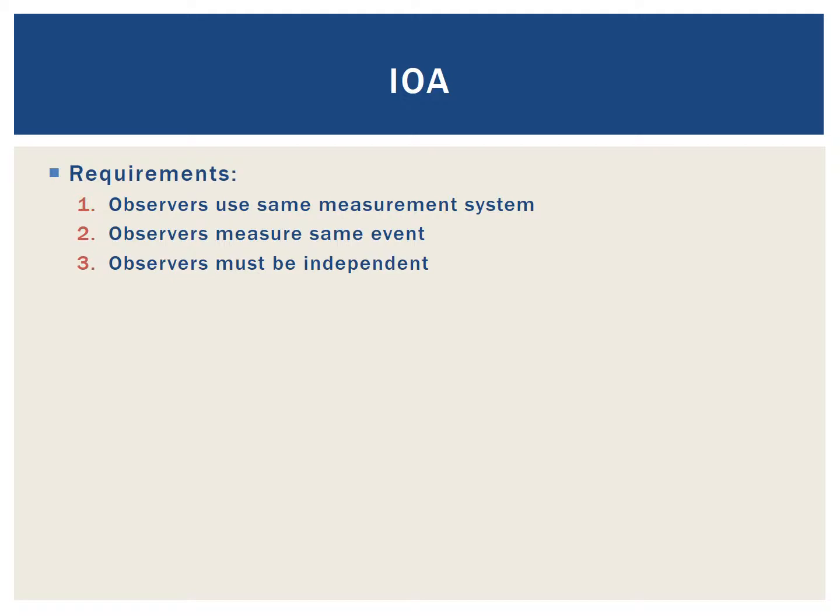Independent observation means that one observer can't see the other. So then the observers measure the same event. They need to be recording the same behavior. And again, this can be a little bit tricky too because the observers have to be sitting so that both people can see and observe the behavior that's being recorded.